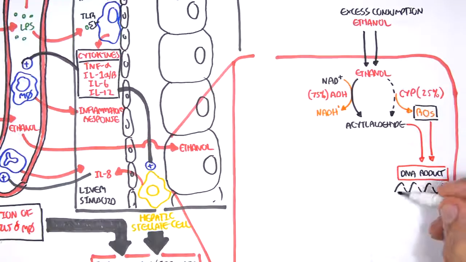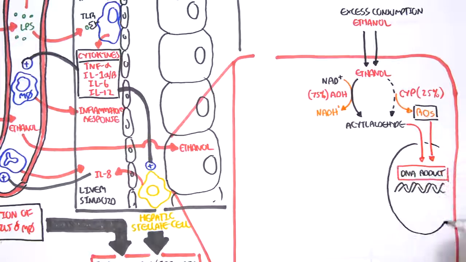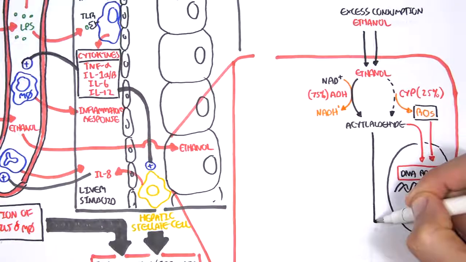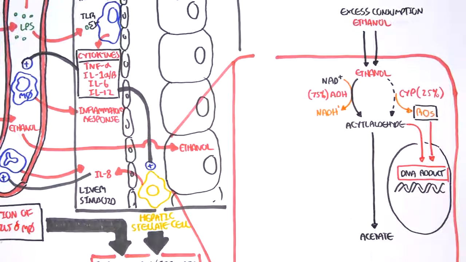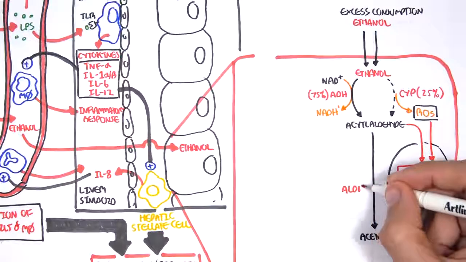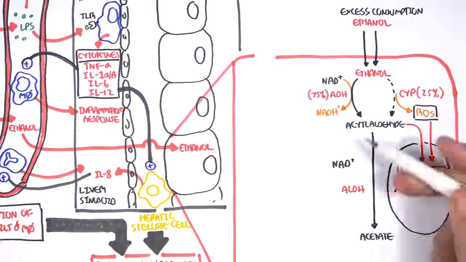For example, it can cause formation of DNA adducts, resulting in mutations, which can result in problems. But of course, if we have so much ethanol, you can imagine what happens. We start using the cytochrome pathway, and so we produce a lot of reactive oxygen species. Anyway, when we have a lot of acetaldehyde, this can also be converted to acetate through the enzyme acetaldehyde dehydrogenase. In this reaction, NAD again is reduced to NADH.